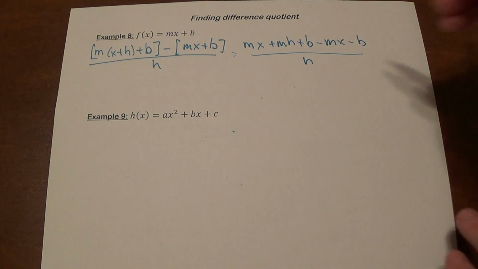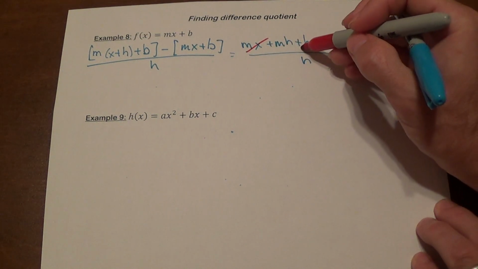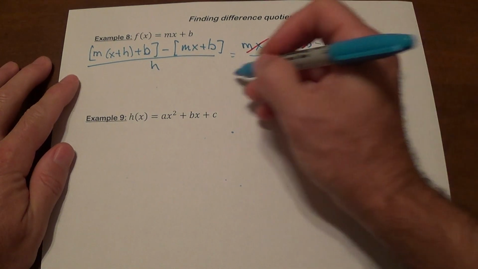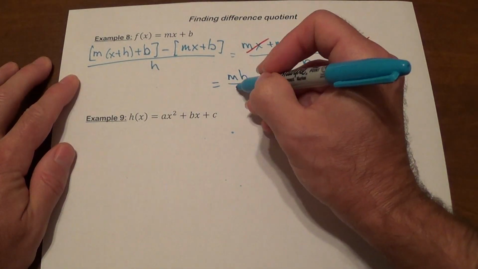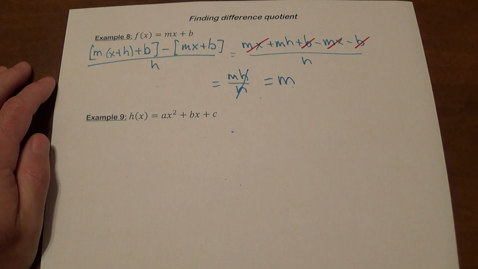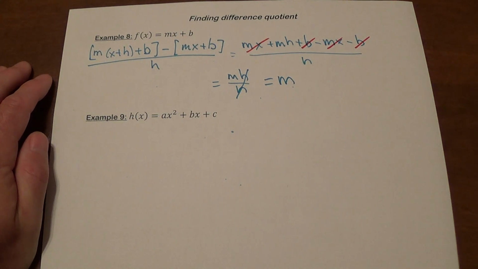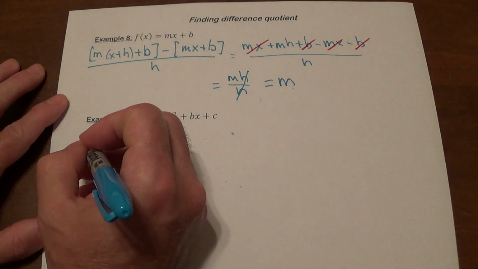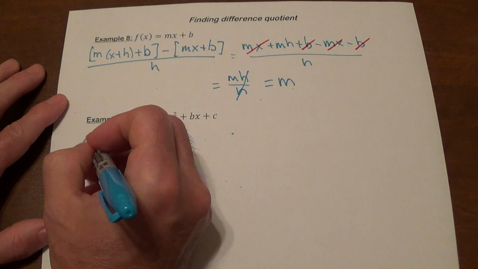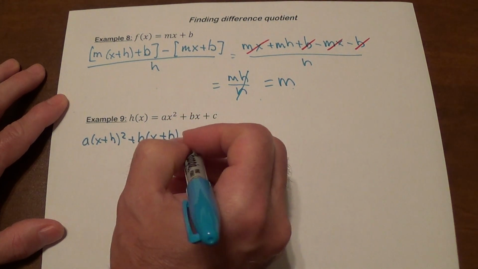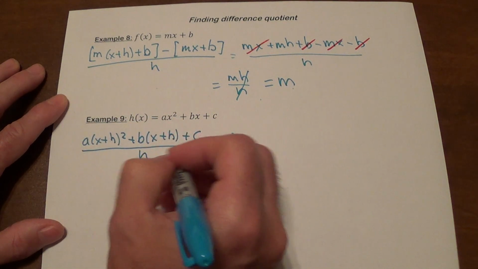We cross out these terms and these terms because it doesn't matter what m is, mx is going to be the same expression. They're opposites here. And then we are getting mh over h, and that's always going to give you m as your answer. So the difference quotient for a linear function is always going to be the value of the slope. What about the quadratic? So for the quadratic, it's going to be a times (x plus h) squared plus b times (x plus h) plus c divided by h.